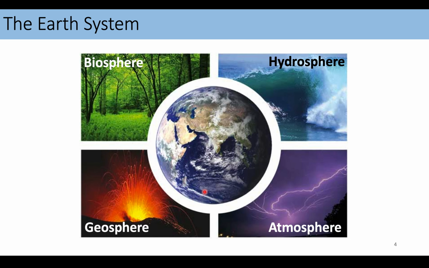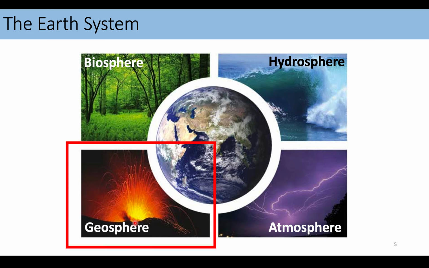So our Earth system is split into different components. So we have the biosphere, which is everything living on Earth, the hydrosphere, the water on Earth, the atmosphere, so our air, and then the geosphere, which is the Earth itself. So we are going to be studying the geosphere here in this class. So we will touch on the other components because they are all related when we're discussing the Earth. But for this class, we are going to mainly focus on the geosphere.